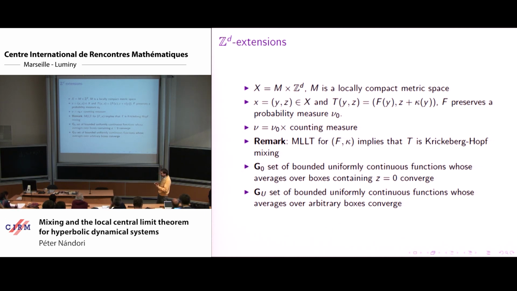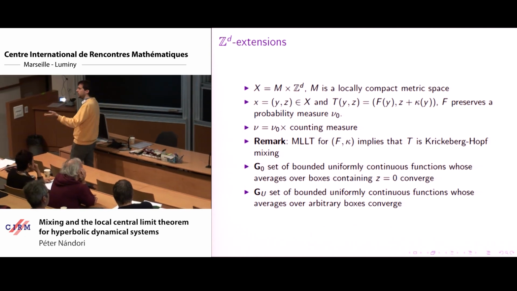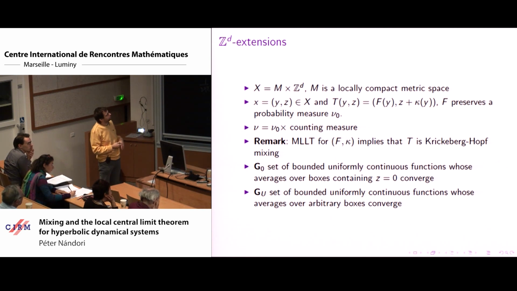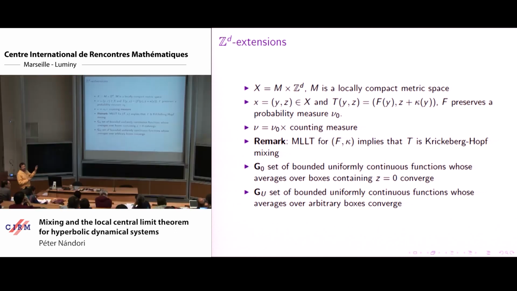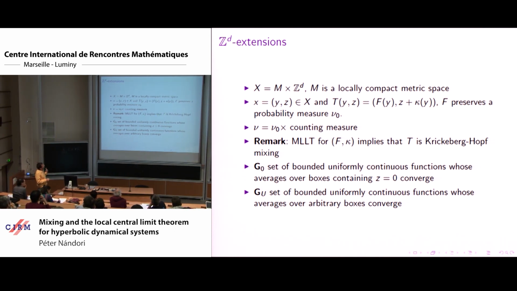Okay? So you can extend the measure, so you can consider this natural induced invariant measure for the extension, which is just nu 0 times counting measure. It's obviously infinite. Right? That's a natural infinite invariant measure for the map T. Okay, it's just a remark to connect with previous topics: if you have an MLLT for F and kappa, that implies that T, capital T, is Krickeberg mixing. Okay, so for the MLLT, you just have to apply it with Z equals 0.